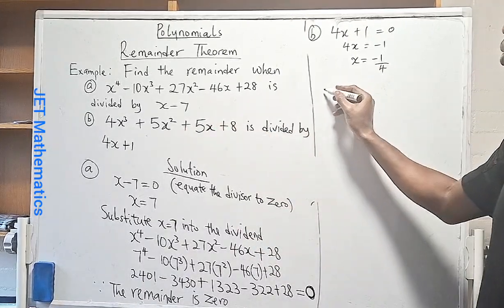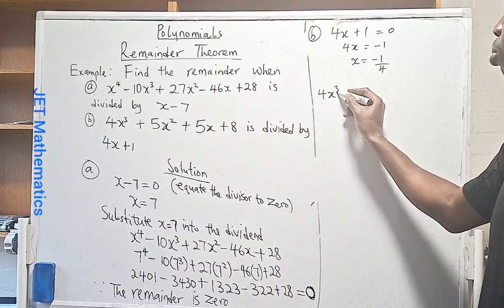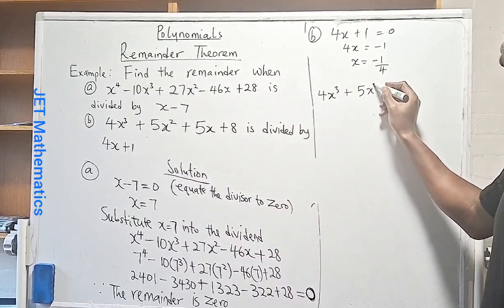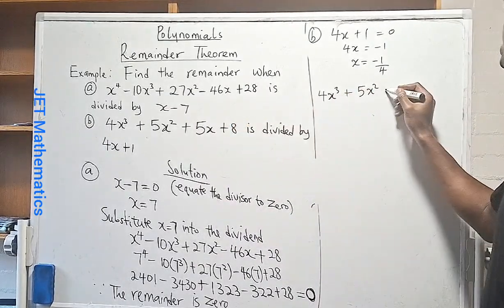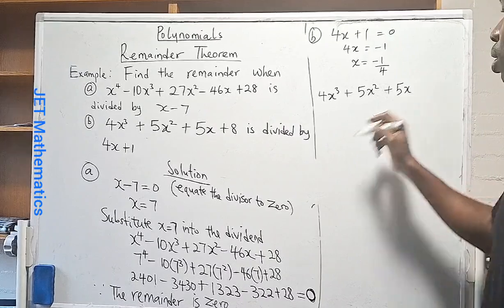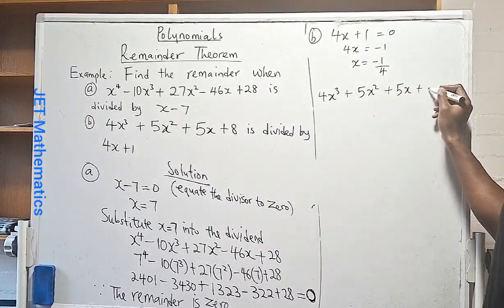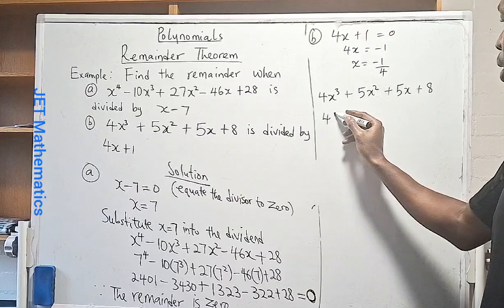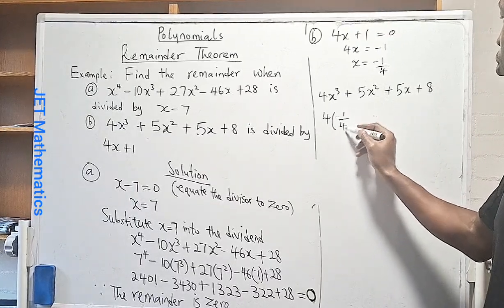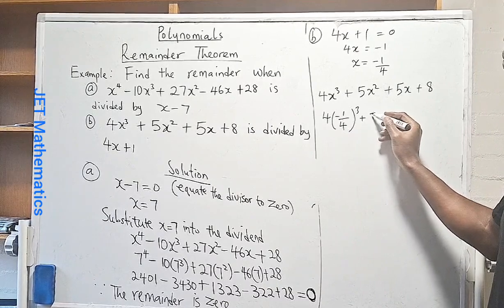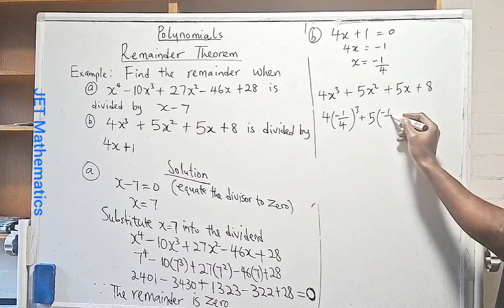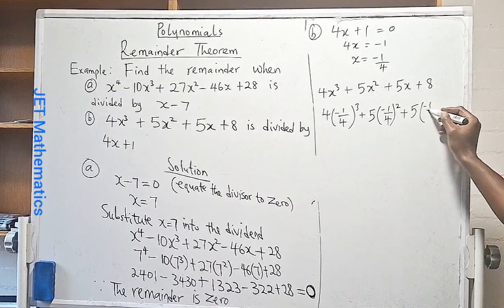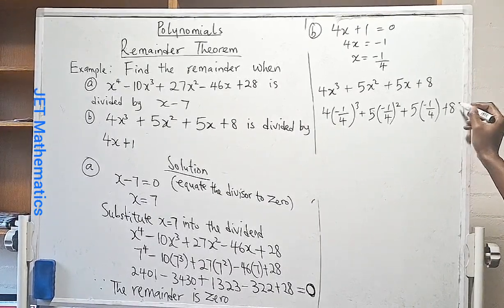See the dividend? The dividend is 4x cubed plus 5x squared plus 5x plus 8. We substitute our x, which is minus 1 over 4: 4 bracket minus 1 over 4 all cubed plus 5 bracket minus 1 over 4 all squared plus 5 bracket minus 1 over 4 plus 8.